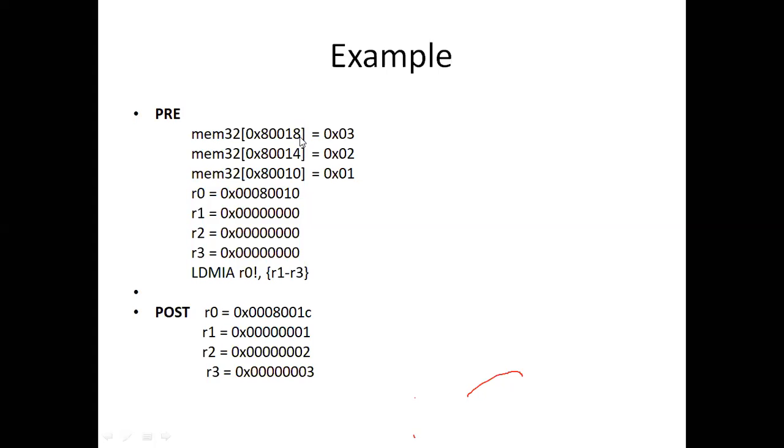What is the value at 18? It is 3. That will be loaded into R3. And what about R0? It contains the next available address. What is the next available address? It is 1C. It is 1C, right?